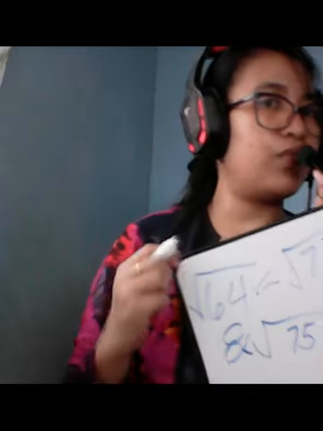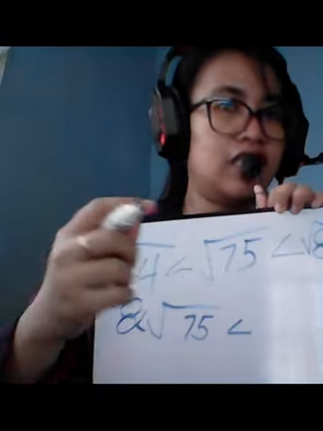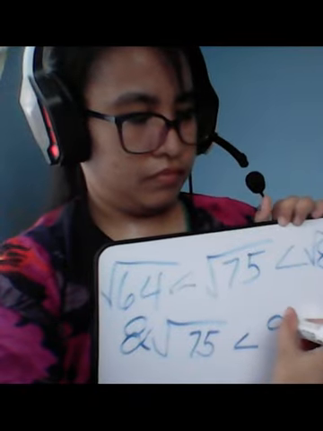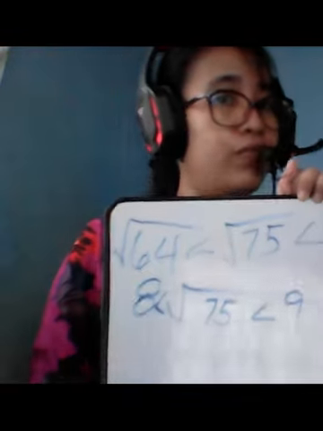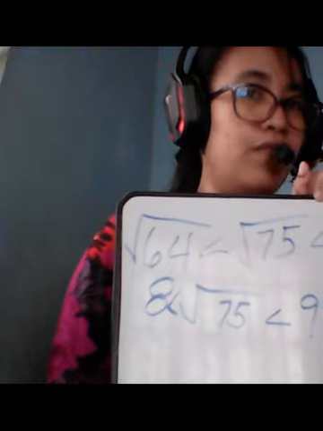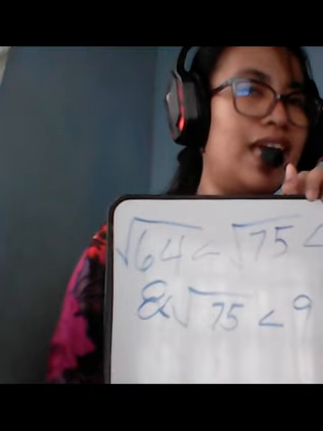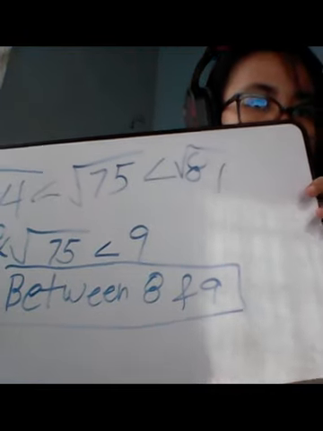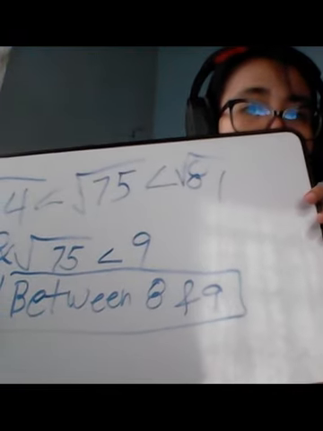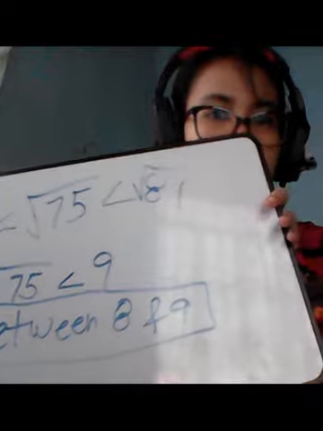And the square root of 81 is 9. So therefore, the square root of 75 is between 8 and 9. So that will be our answer. Again, make sure that your integers are consecutive.